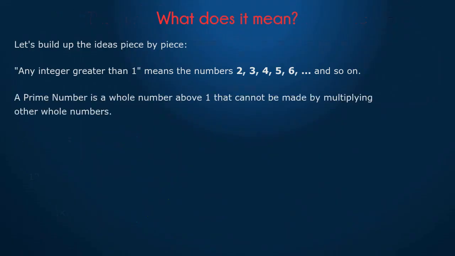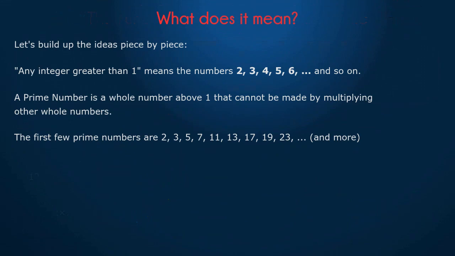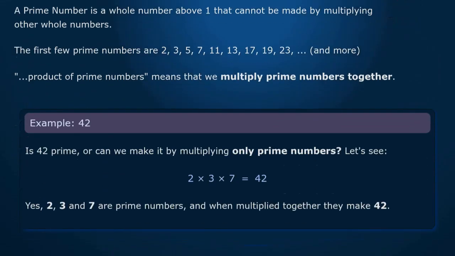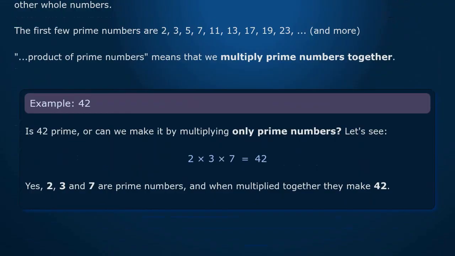A prime number is a whole number above 1 that cannot be made by multiplying other whole numbers. The first few prime numbers are 2, 3, 5, 7, and more. Product of prime numbers means that we multiply prime numbers together. Example, is 42 prime, or can we make it by multiplying only prime numbers? Let's see. 2 times 3 times 7 equals 42. Yes. 2, 3, and 7 are prime numbers, and when multiplied together, they make 42.